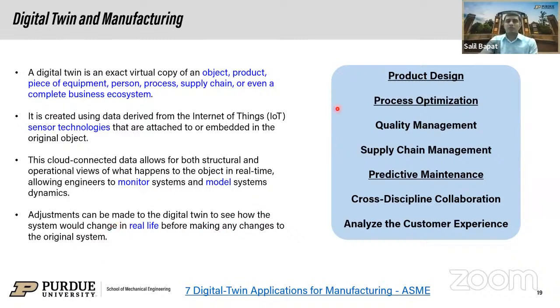Now, specific to manufacturing, these are the 7 digital twin applications for manufacturing identified by ASME. And out of these, at least from a research perspective, not from a commercial industrial setting, product design, process optimization, and predictive maintenance make the most sense. This is something that you would encounter if you're doing research on a digital twin at a university level, at a lab scale, not at an industrial scale.